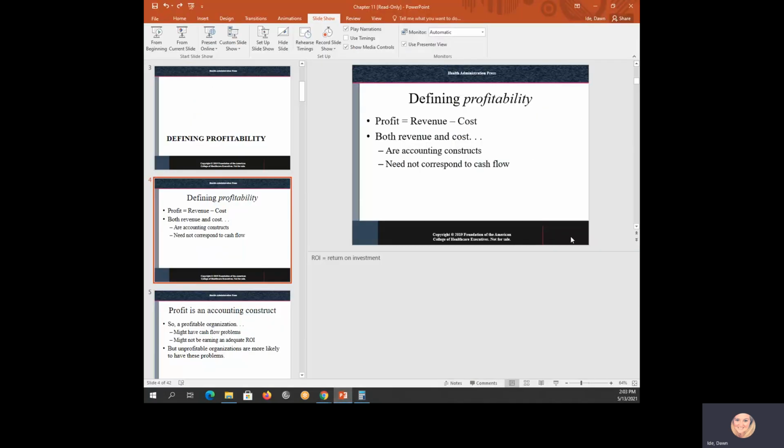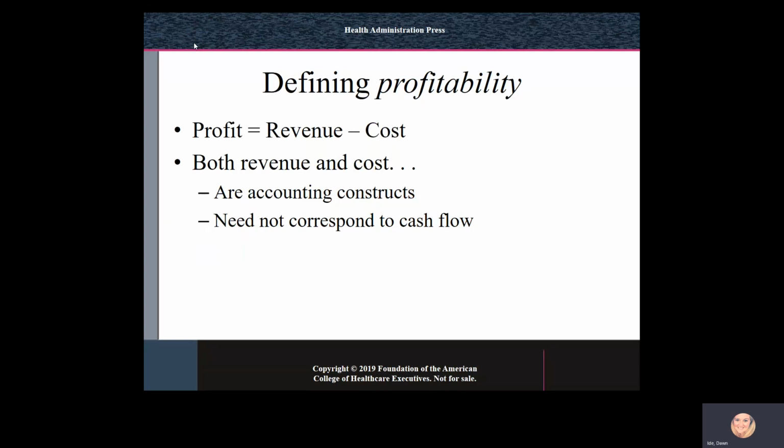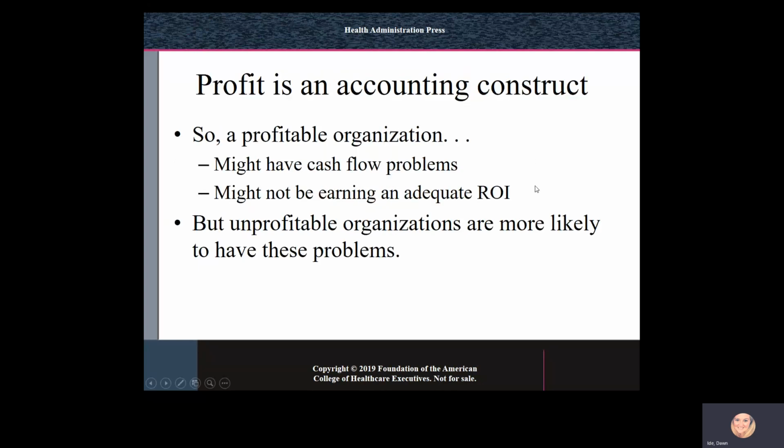Now we're going to go back to defining profitability. And again, we're doing this in a very simple way. So we're not even looking at that yet. We're just looking at profit. Profit equals revenue minus costs, right? So both revenue and costs are accounting constructs.